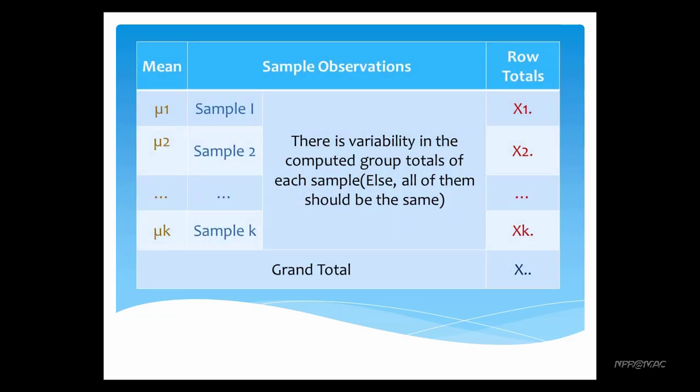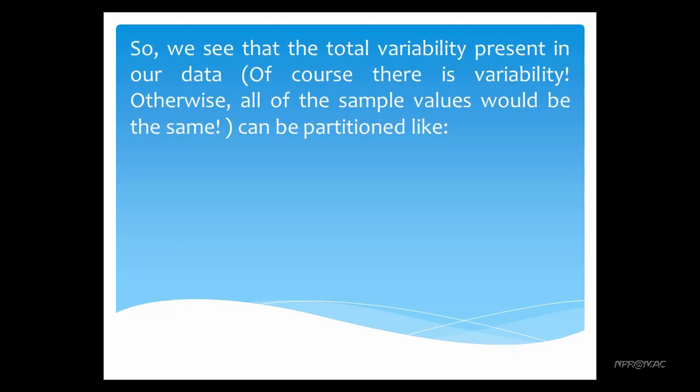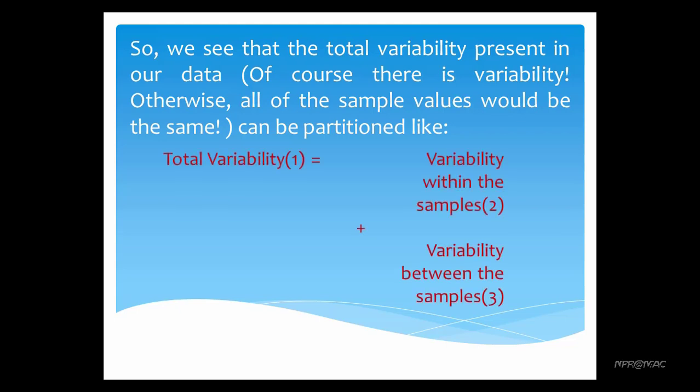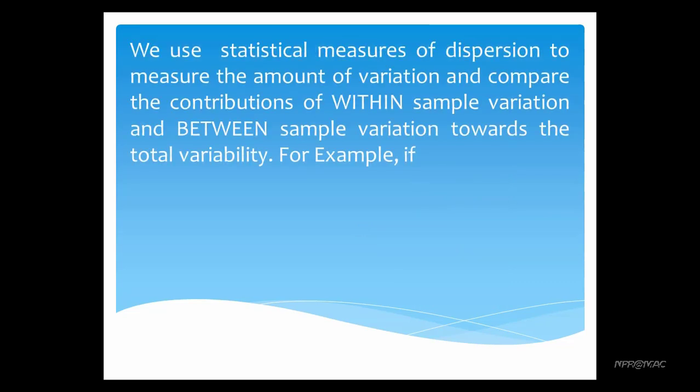On the other hand, the computed row totals may also be different for different groups. But this variation is explainable. A factor contributing to this variation can be the different population means of the parent populations. So if we try to assess the total variability present in our dataset using some measures of dispersion, we can see that the total variability can be decomposed into two factors. Total variability present is equal to the sum of variability due to random or unexplainable causes, and variability due to the difference in population means.